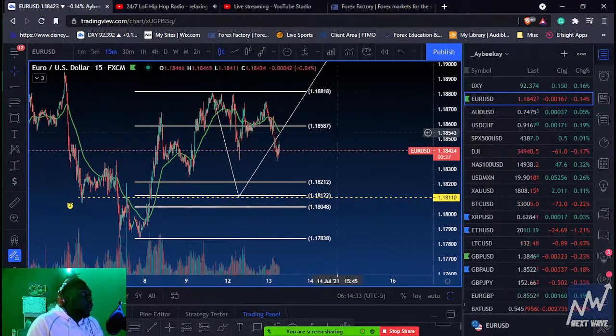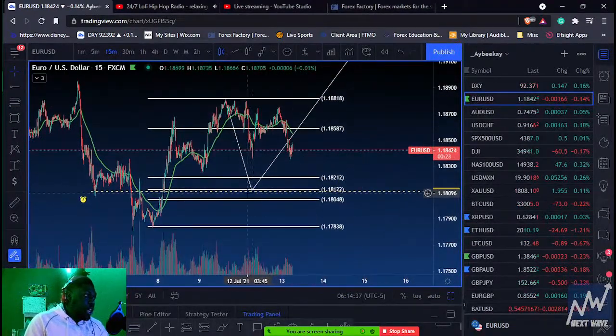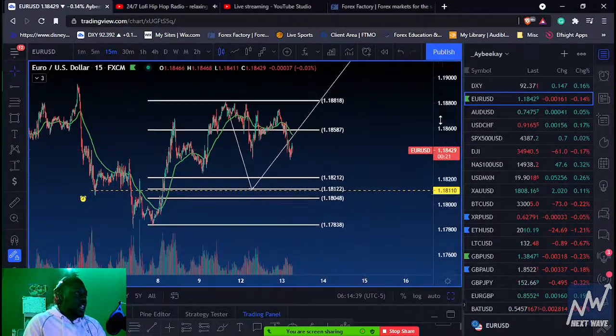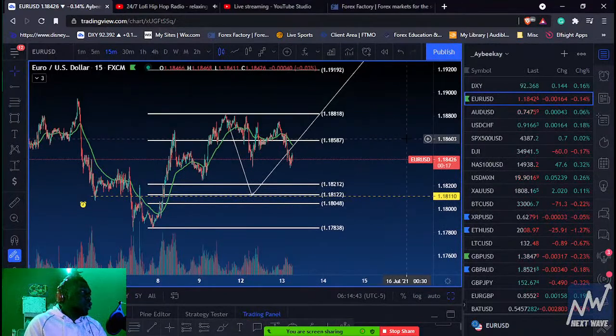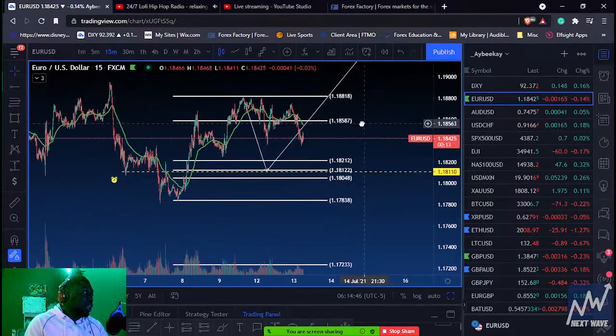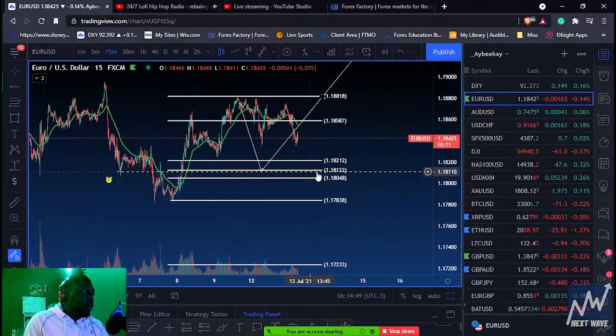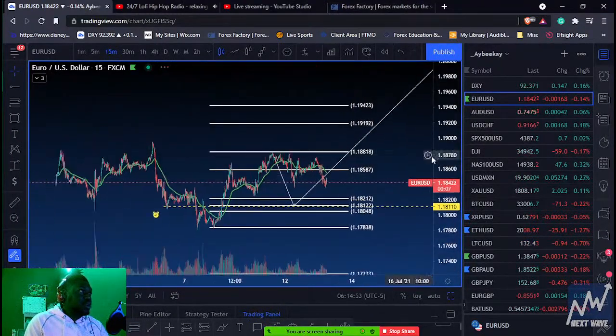But overall, I want to see EURUSD fall to 1.18122. And I was saying that's the reason why I even got into the sell, because the sell was going directly into my buy. So I was literally just selling to buy. So again, 1.18122 is where I'm looking at price to retrace down to for a buy.